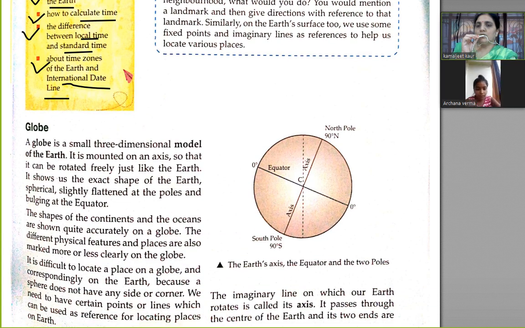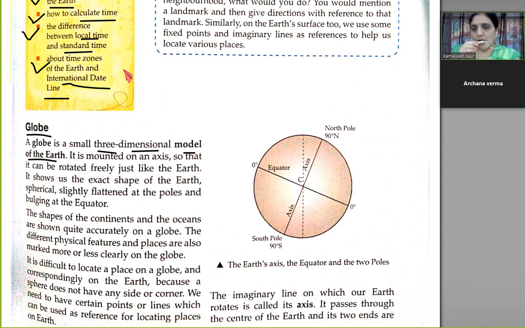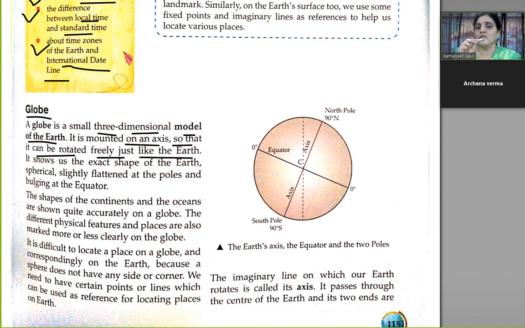Globe. A globe is a small three-dimensional model of the earth. What is a globe? It is a model of earth, three-dimensional. It is mounted on the axis, so that it can be rotated freely just like Earth. Just like Earth, our globe is also rotated very easily.